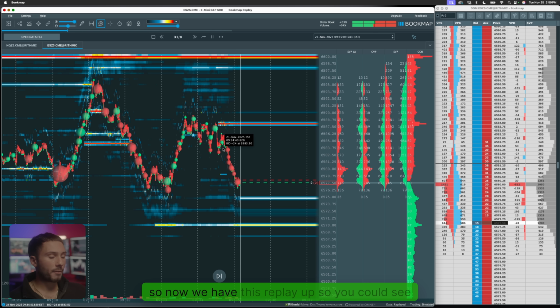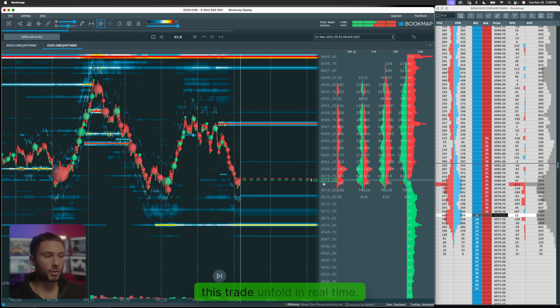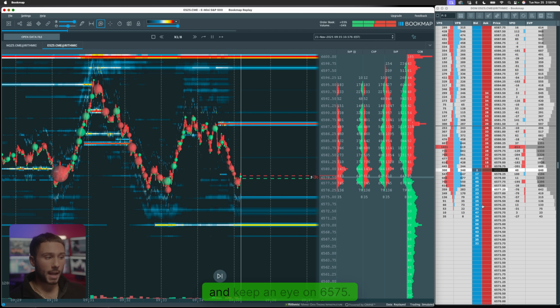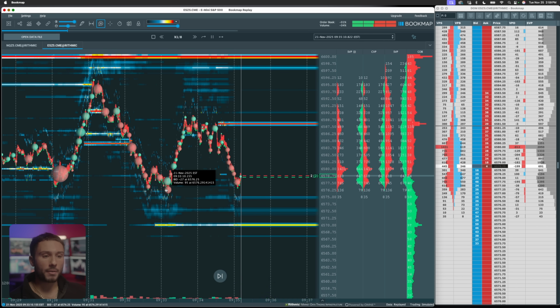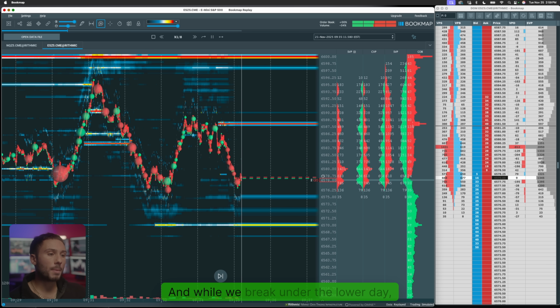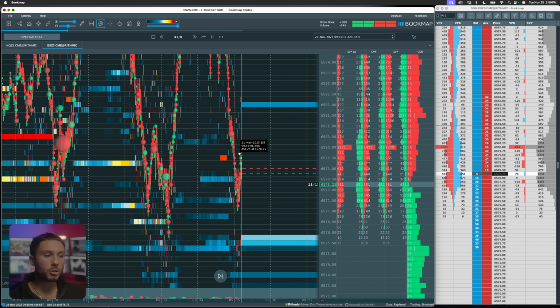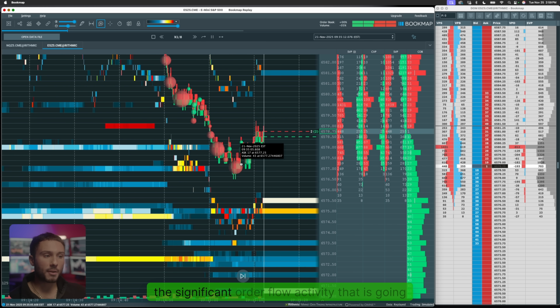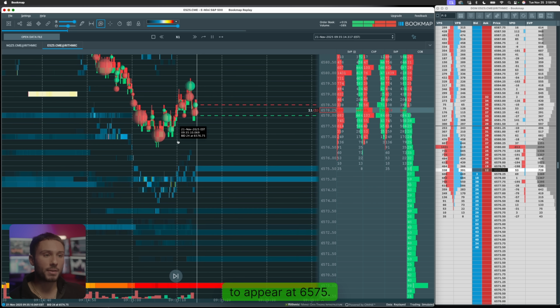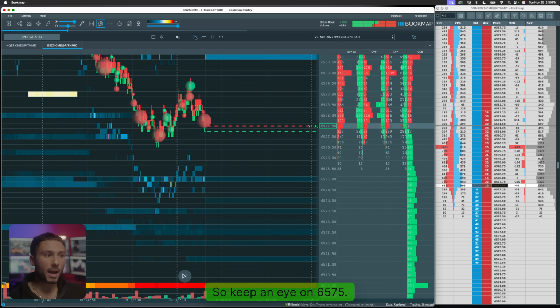All right, so now we have this replay up so you could see this trade unfold in real time. And what I want you all to pay attention to is the depth of market on the right. And keep an eye on 65.75. Similarly, looking at the heat map, the market's going to break under this low of day where my cursor's at. And while we break under the low of day, I want you all to watch first the significant order flow activity that is going to appear at 65.75. So keep an eye on 65.75.